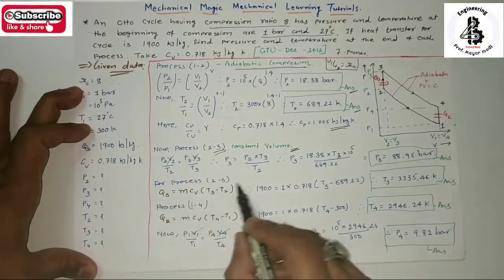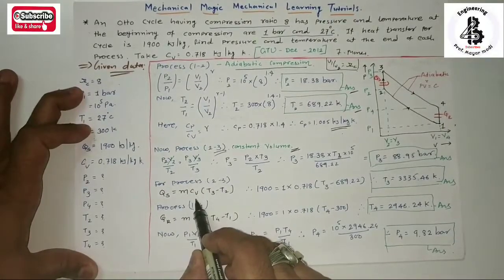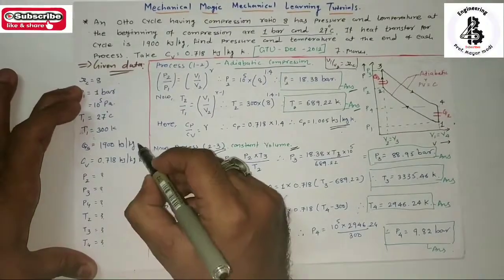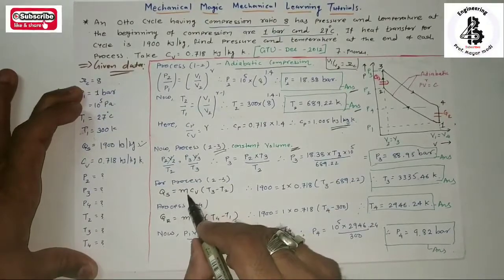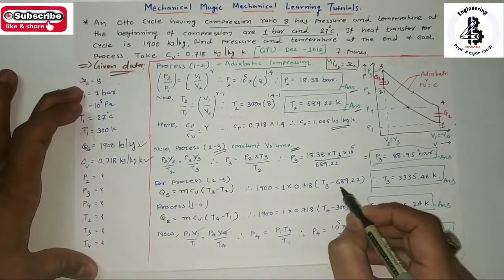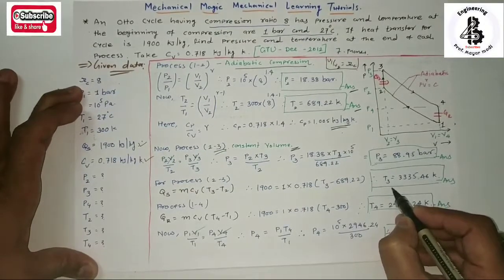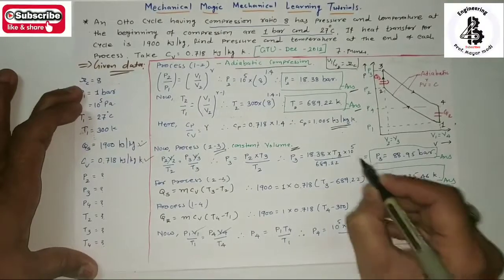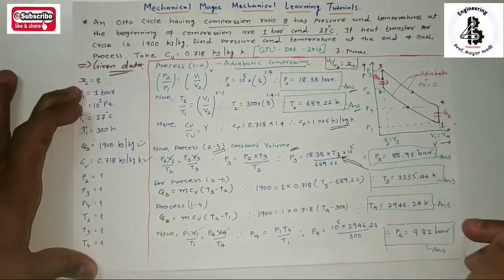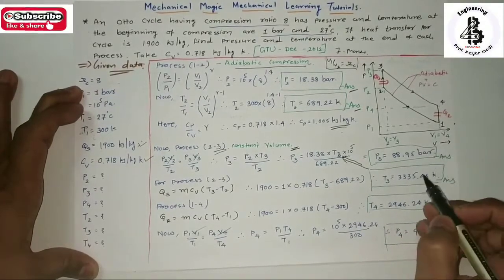For the process 2 to 3, Qs, the heat supply, equals m Cv, specific heat at constant volume, into T3 minus T2. Qs, the heat supply, is given, m is 1 kg of mass, Cv is given, and T3 minus T2. So you will get the temperature at the end of the heat addition process, and just put the value of that T3 into this equation, so you will also get P3. That will be the pressure and temperature at the end of constant volume heat addition.